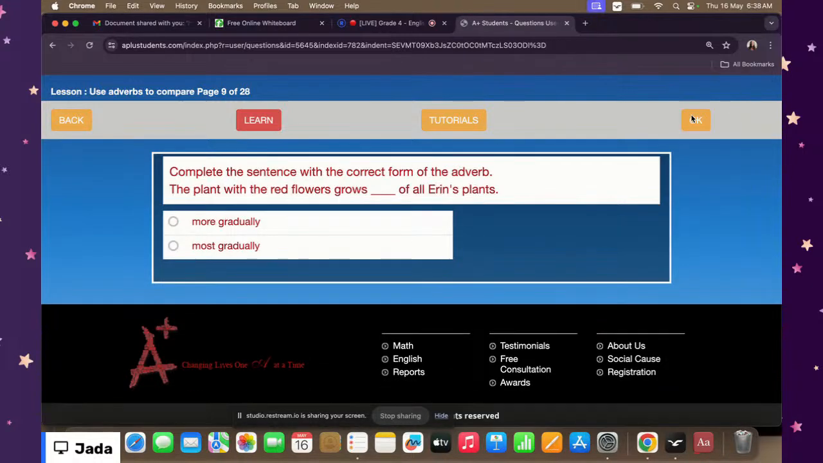The plant with the red flowers grows dash of all Erin's plants. More gradually or most gradually? Most gradually.